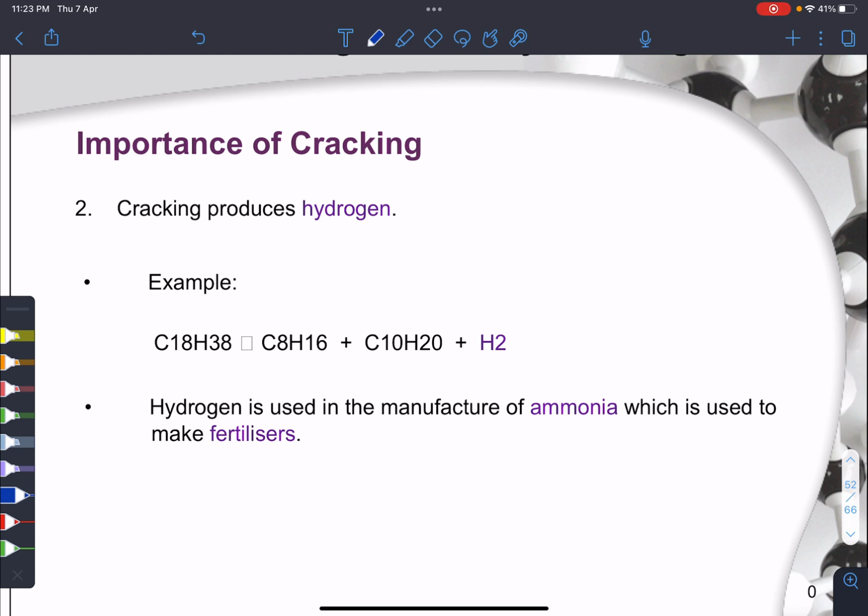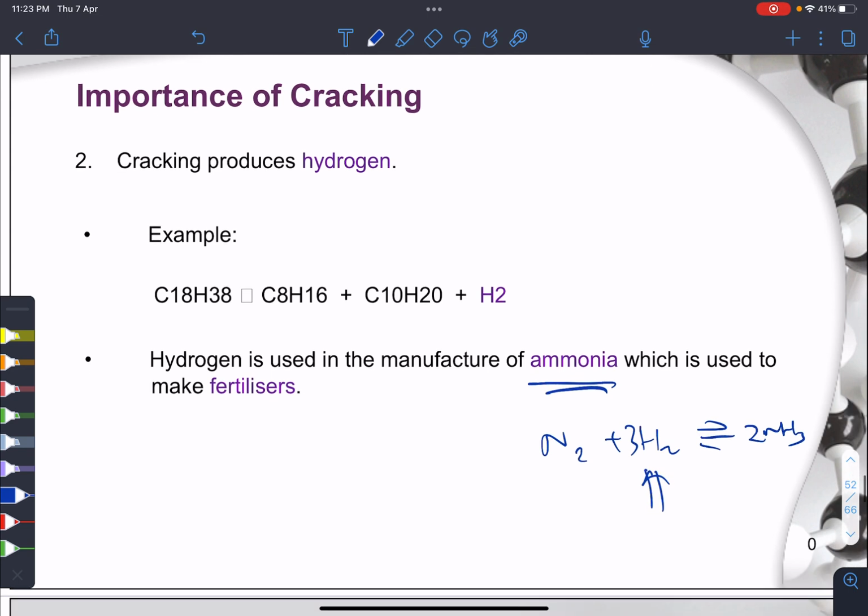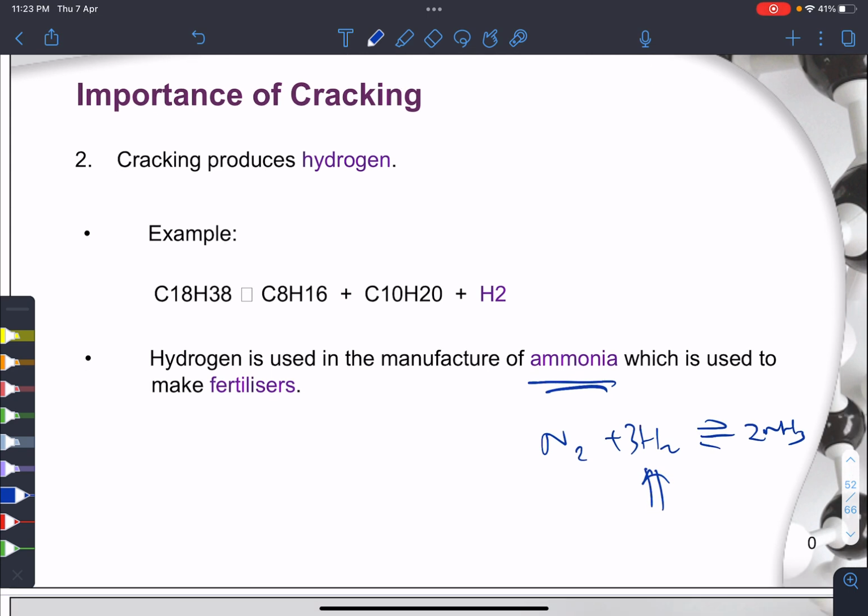It also produces hydrogen. So in case you don't remember your Haber process? N2 plus H2 give you reversible 2NH3. So this cracking is the main source of providing hydrogen for this Haber process. And Haber process in the world is very useful. It's very important. Without Haber process, you probably don't have fertilizer. No fertilizer, no crops. No crops, everybody starve and die. So things that involve ammonium is always gonna be high value in the world.